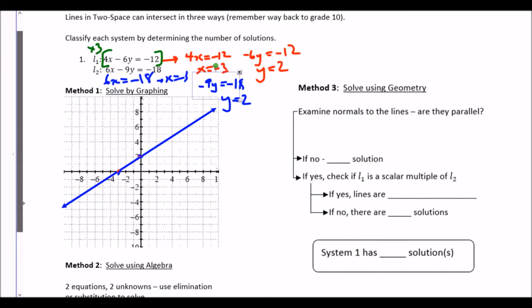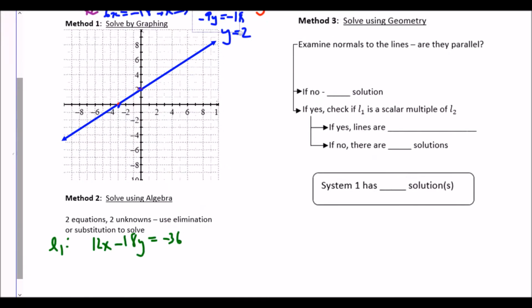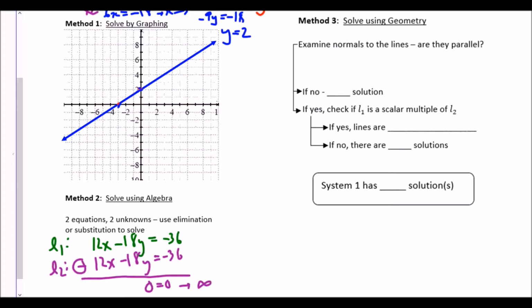And then I'm going to go down here and take line 2, and I want to make the x the same, so I'm going to multiply this by 2. So here I'm going to have line 2: 12x minus 18y equals negative 36. The x is the same, so I'm going to subtract, same sign. Here I get 0, here I also get 0, and here I get 0. So I get 0 equals 0, which is a true statement but useless. What does this mean? This means there are infinite solutions. So that's really a grade 10 method.